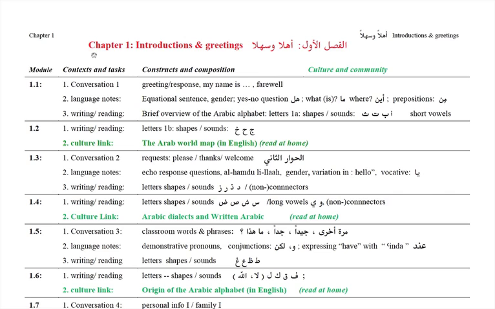This is the preview and review, Module 1.1, Chapter 1, the first section of the first module. In this section, as you can see on the table of contents, there are three parts. One is the speaking and listening part, the dialogue between the instructor and the students and between the students themselves. It involves greeting and responding to greetings, telling someone your name, saying goodbye, etc.